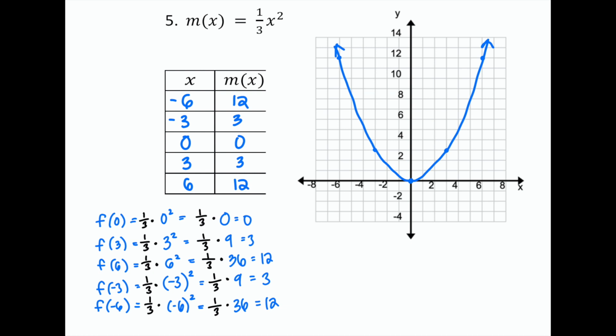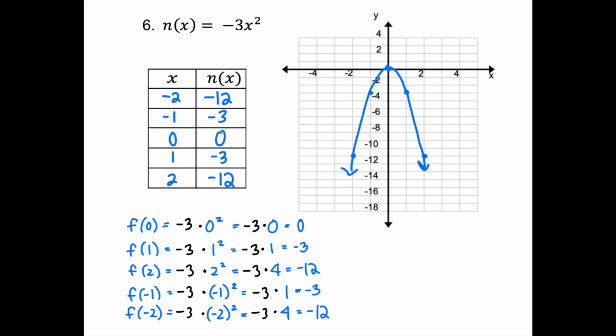Number 6 is our last problem. Make a prediction about what you expect the graph to look like and what kind of transformations are happening. We're multiplying our parent function by -3. The 3 tells us that this is a vertical stretch, so it should be narrow. And the negative tells us that we are going to flip our function, that this is a reflection across the x-axis, so all the y values will be negative.